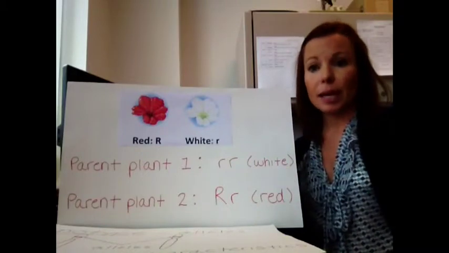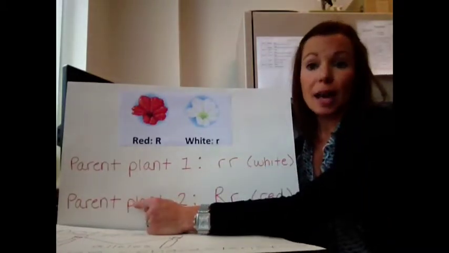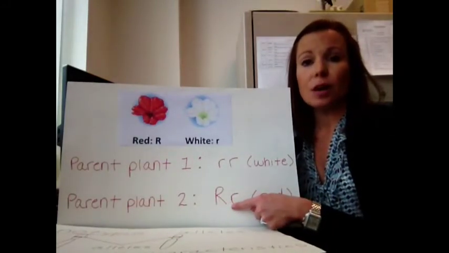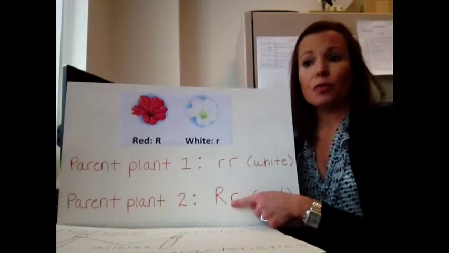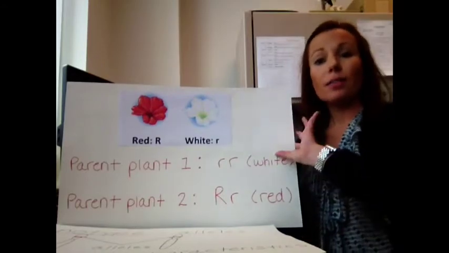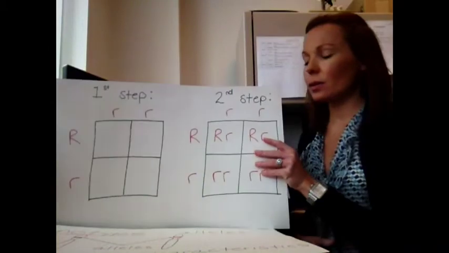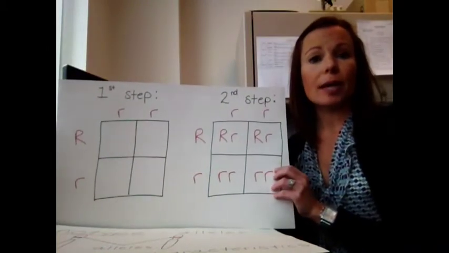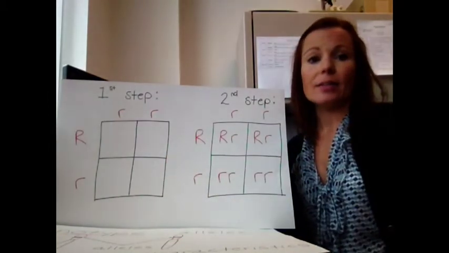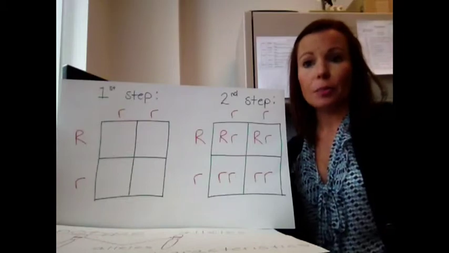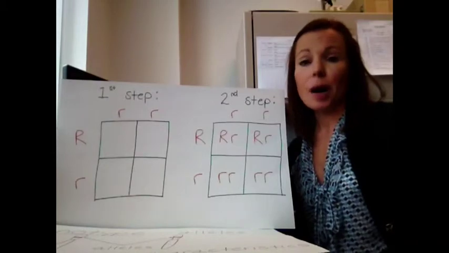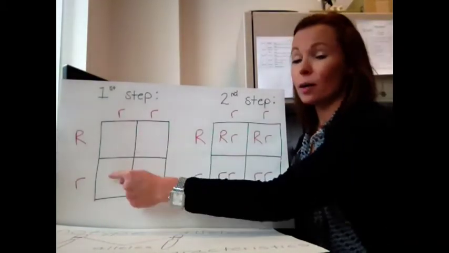The other parent plant, number 2, is heterozygous. This means that it has one dominant and one recessive allele. Therefore, the phenotype for this plant will be red flowers. The two alleles for the first parent plant will be written above the Punnett square, and the two alleles for the other parent plant will be written beside the Punnett square. The Punnett square consists of 4 boxes.